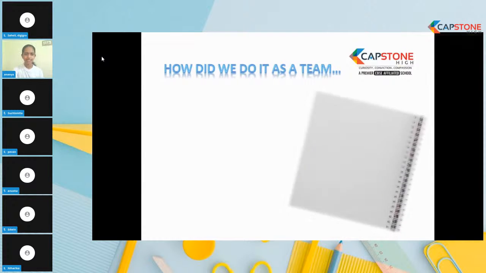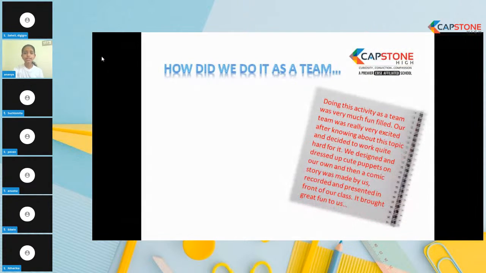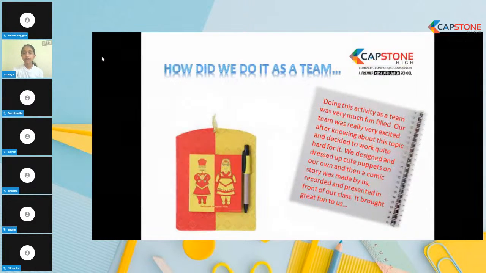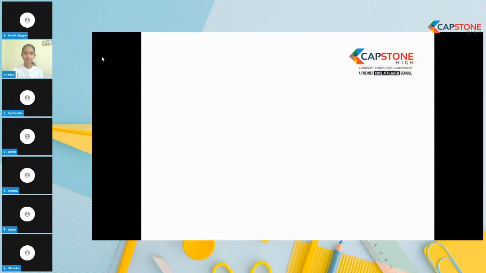How did we do it as a team? Doing this activity as a team was very much fun-filled. Our team was really very excited after knowing about this topic and decided to work quite hard for it. We designed and dressed up cute puppets on our own, and then a comic story was made by us, recorded, and presented in front of our class. It brought great fun to us.